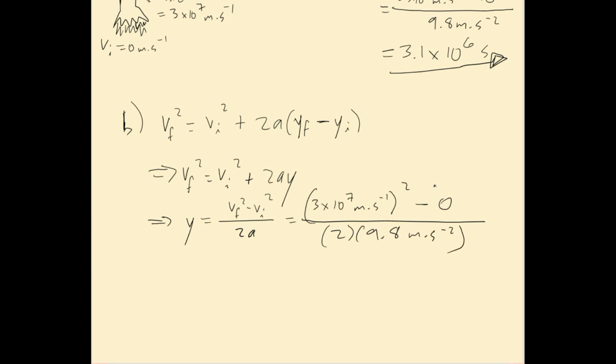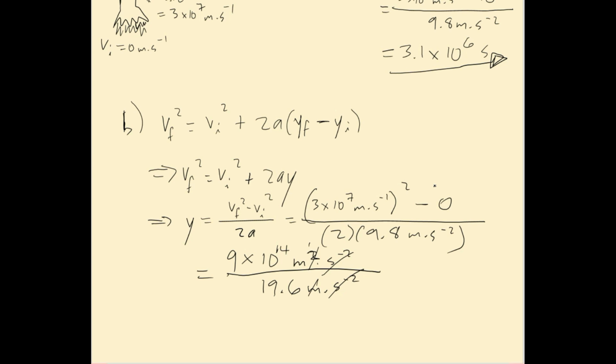Let's expand that. 3 squared is 9, and 10 to the 7 squared is 10 to the 14, and then our unit is meters squared times seconds to the minus 2. And 2 times 9.8 is 19.6, and it's meters per second squared. So the seconds to the minus 2 cancel nicely. Meters squared divided by meters, we just get meters to the 1.